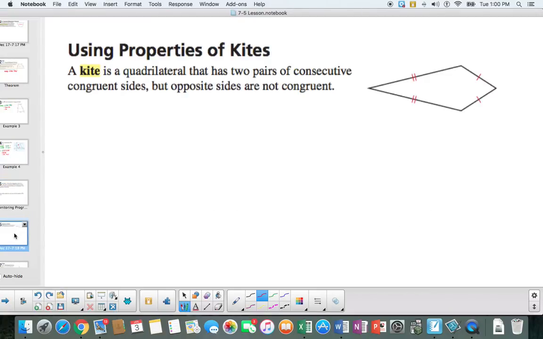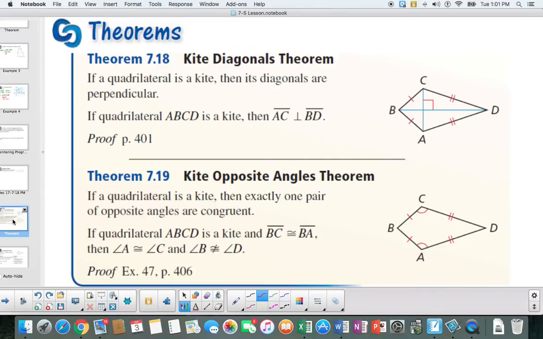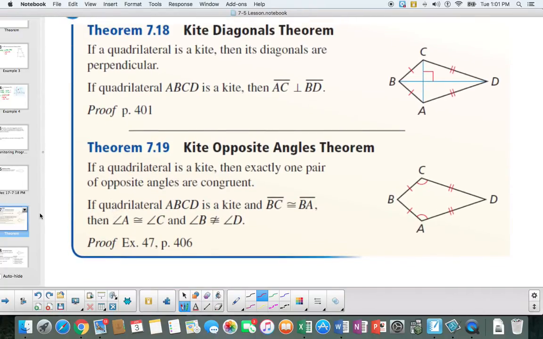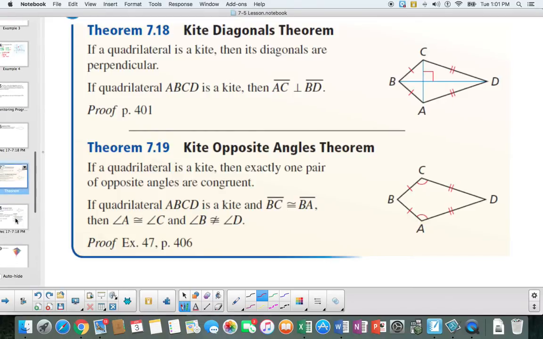Properties of kites. A kite is a quadrilateral that has 2 pairs of consecutive congruent sides. So here's a picture: 2 consecutive congruent sides, 2 consecutive congruent sides, 2 pairs. Now these 2 are consecutive, but they're not congruent. Some very interesting things about diagonals and angles in a kite. One, the diagonals are perpendicular, and the other is that there's 2 pairs of angles in a kite that are congruent. Only, did I say 2 pair? I meant 1 pair. So there's exactly 2 angles that are going to be congruent.